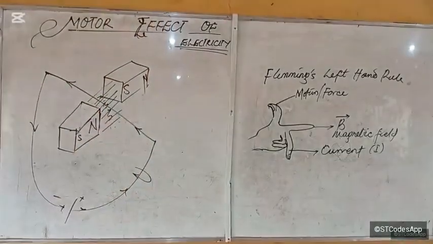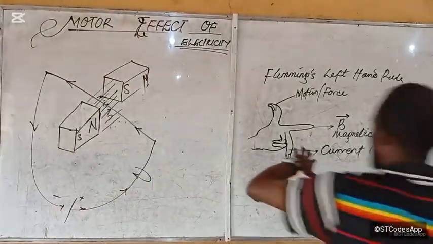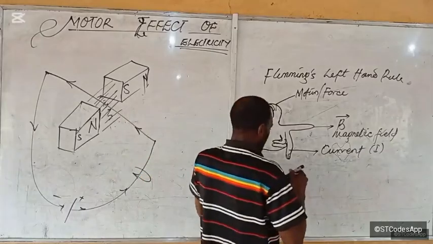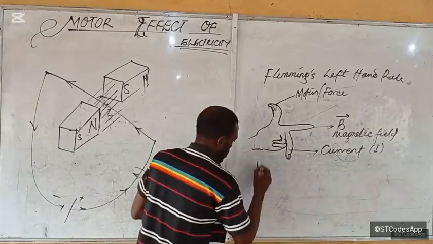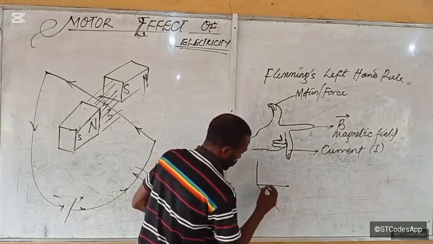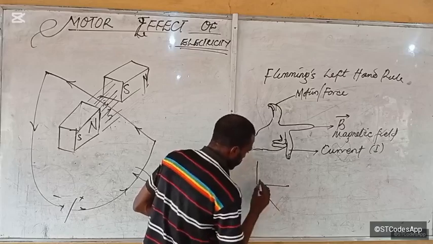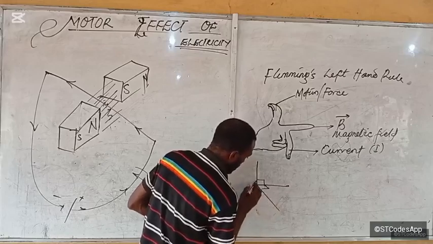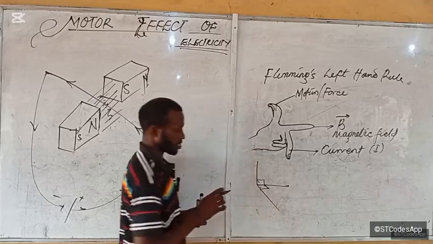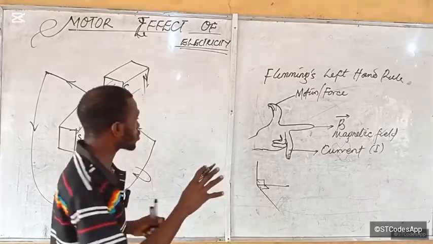So let me come to the screen again. You see this, you must align your hand such that all of these are at right angles to each other. Look at it. This one is at right angle to this guy. This one will be at right angle to this guy. This guy will be at right angle, out of the board and on this end. So they are all at right angles to each other.